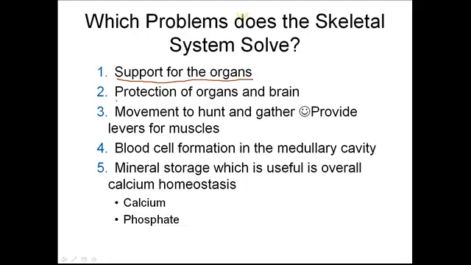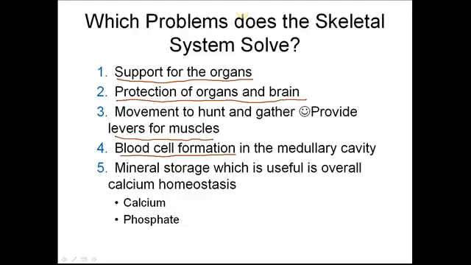So protection of organs and brains, that's obvious. A brain is just a bony helmet, and the organs, look about the heart and the lungs, they have a whole cage around them for protection. Movement, to hunt and gather, wink wink, and it provides levers for muscles. Okay, that's how we move around. In the middle of long bones, there are cavities where baby blood cells are forming. So that's red blood cells and white blood cells. It's in the medullary cavity, which we'll cover in a moment.